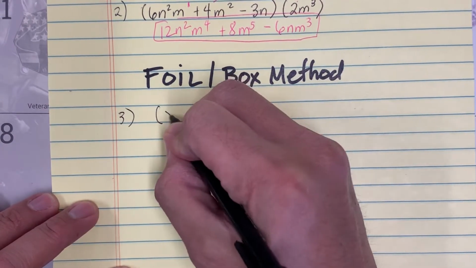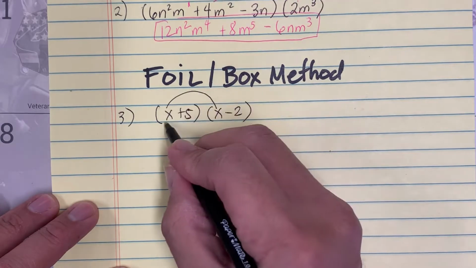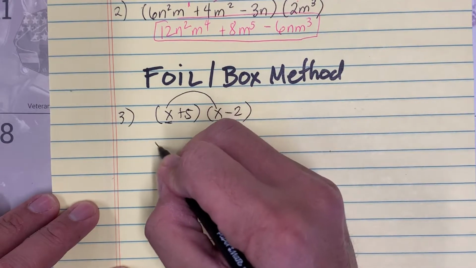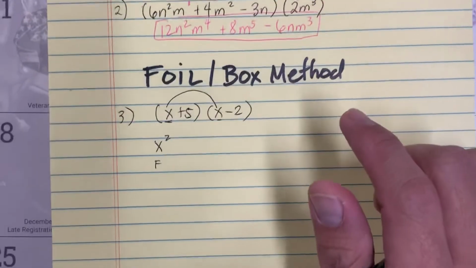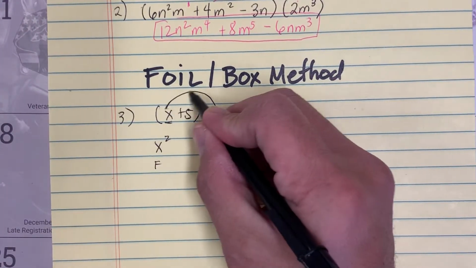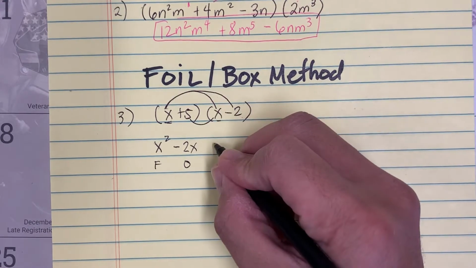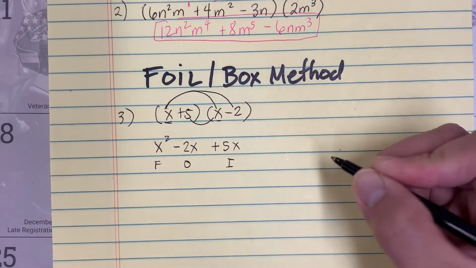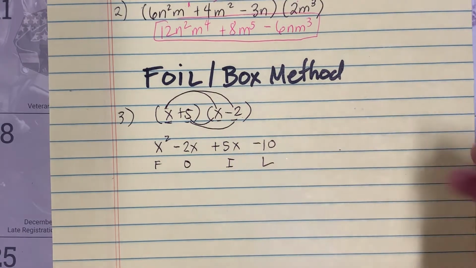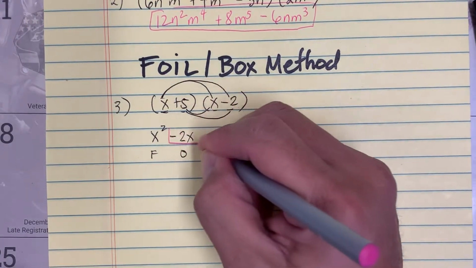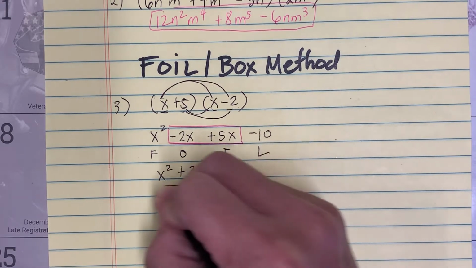For FOIL, let's say (x plus 5)(x minus 2). The first is x times x. It's the first term, so x times x is x squared. That's the first. The outer side is x and negative 2, so x times negative 2 is negative 2x. That's the outer. Inner is the one inside: 5 times x is 5x. That's the inner. And the last term here and the last term there is going to give you negative 10. That's the L. Combine the like terms. The like terms here are negative 2x and 5x. That will give you x squared plus 3x minus 10. And that's the answer.